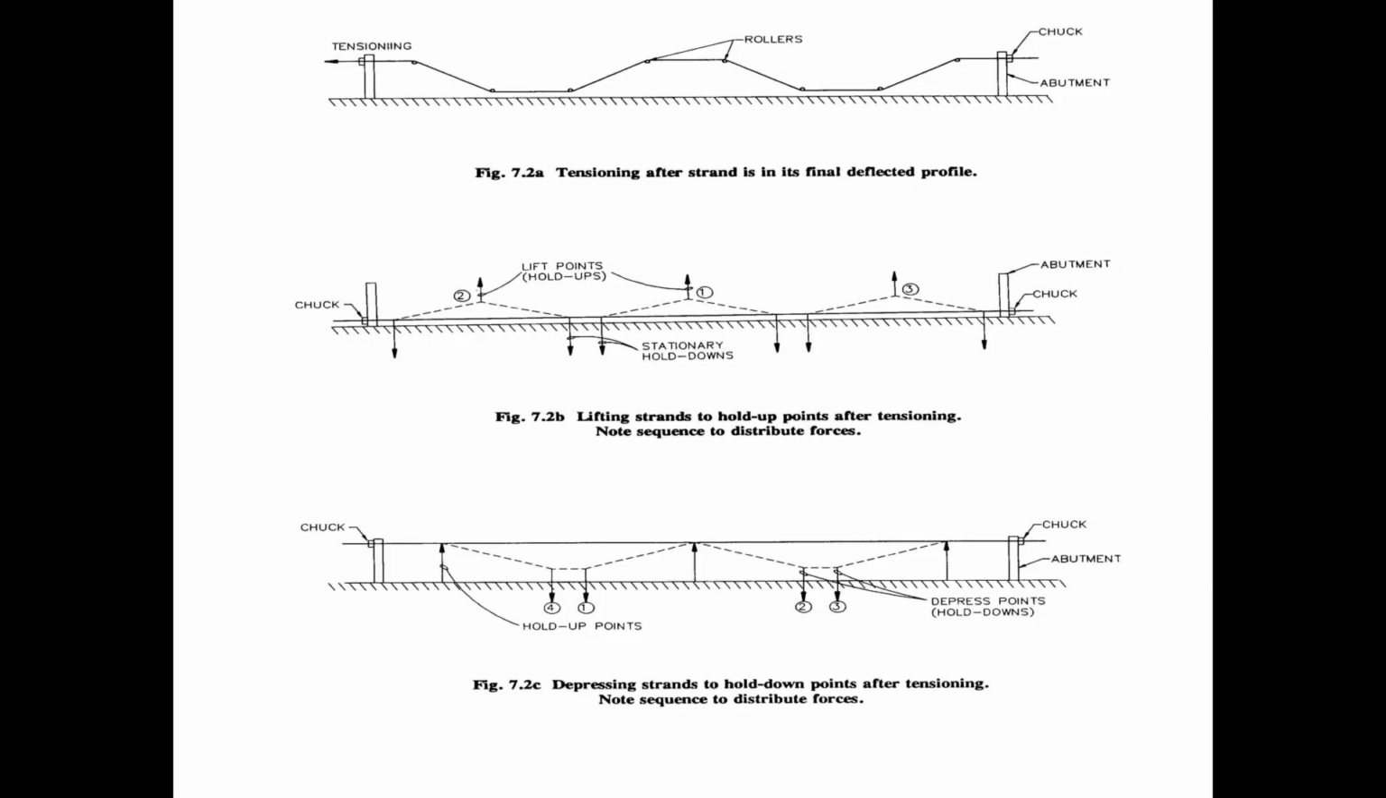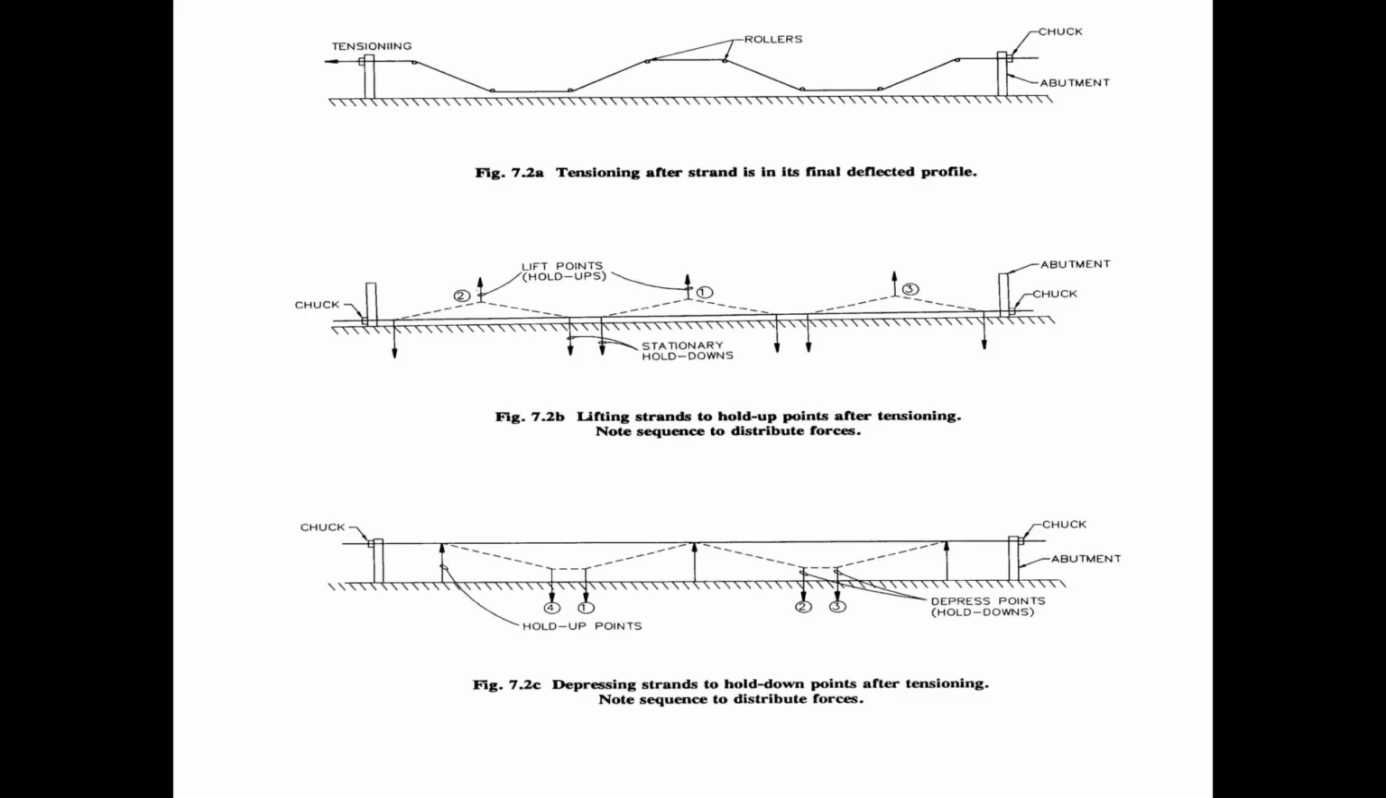By starting at the center of the bed and alternating from side to side, this helps to minimize the variation in force distribution along the length of the strand. If we started at one end of the bed and worked our way to the other end of the bed, installing these hold-up points, we have a greater risk of a differential in force in the strand between one end of the bed and the other end.